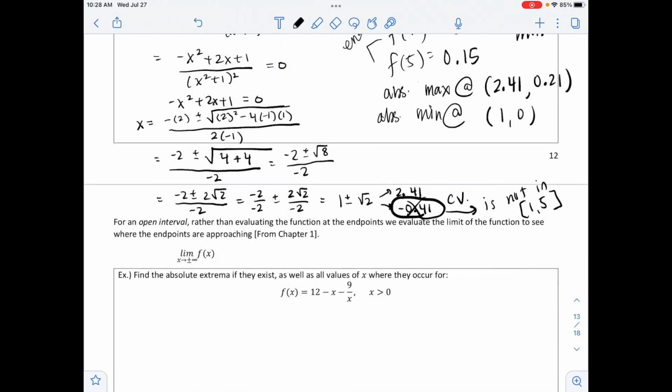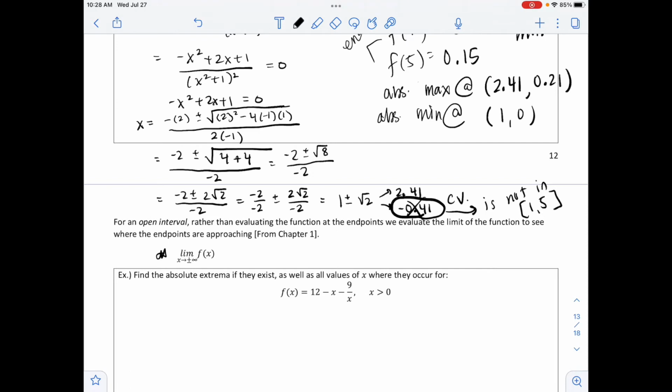For an open interval, rather than evaluating a function at the endpoints, we evaluate the limit of the function to see where the endpoints are approaching. And this is coming back from chapter 1. So we're going to be looking at the limit as x approaches either positive or negative infinity, depending on what we're given, of our function.